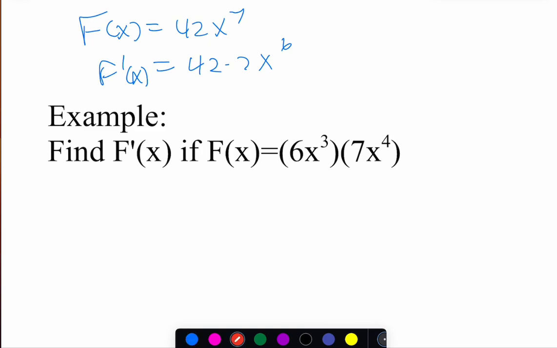So I'm going to call this my F, and I'm going to call this my G. So it's a product of two things. And if they ask you to find the derivative, we have to apply this formula, okay? So the derivative is going to be the first function, just write it down, times the derivative of the second function. Now, the derivative of the second function: how do I take the derivative of a power function? I'm going to do 7 times 4, and the power is going to go down by 1.